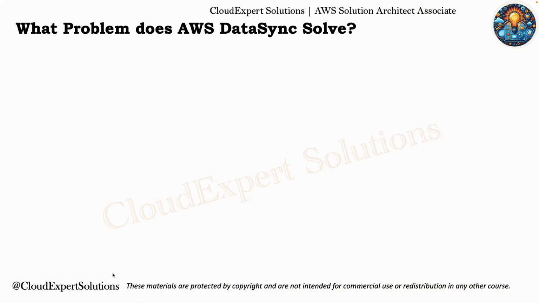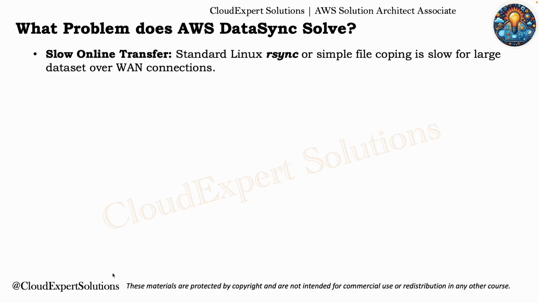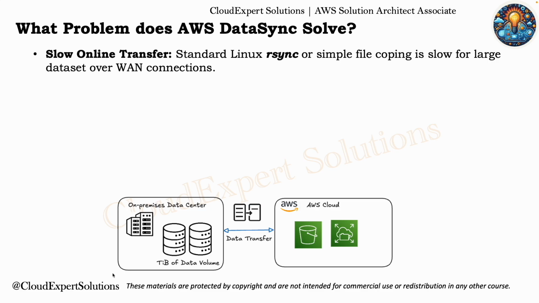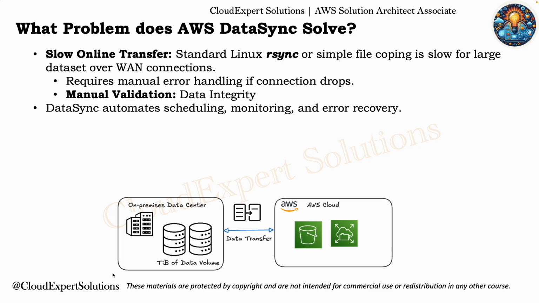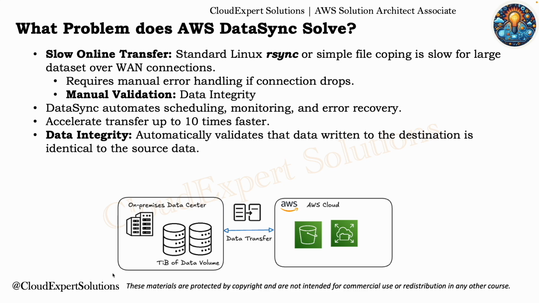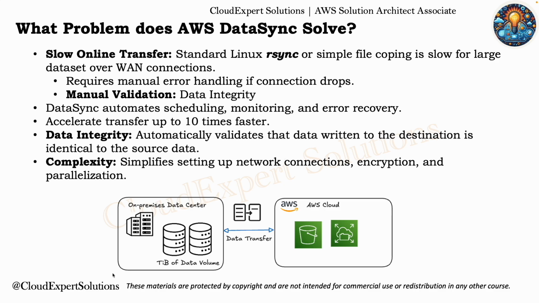The main problem AWS DataSync solves is making online data transfer faster, easier, and more reliable. Transferring terabytes or petabytes of data manually over the internet or over a Direct Connect using tools like rsync is a painful process. It often requires manual error handling if a connection drops, and you have to manually verify data integrity. However, DataSync manages all the complexity for you. It uses a proprietary optimized protocol to accelerate transfers up to 10 times faster than standard methods and handles integrity checks and scheduling for you. It also simplifies setting up network connection, encryption, and parallelization of processes. In short, AWS DataSync takes the pain out of a large-scale network-based data migration.